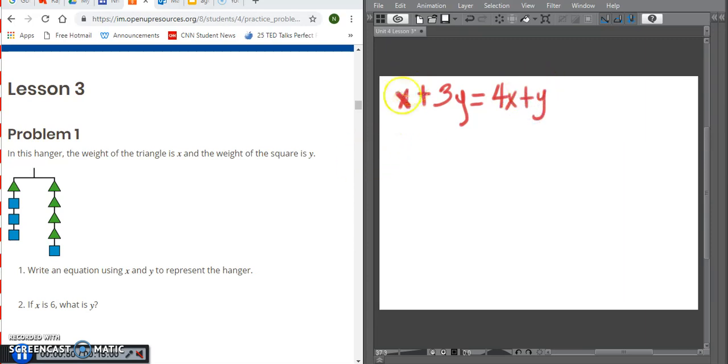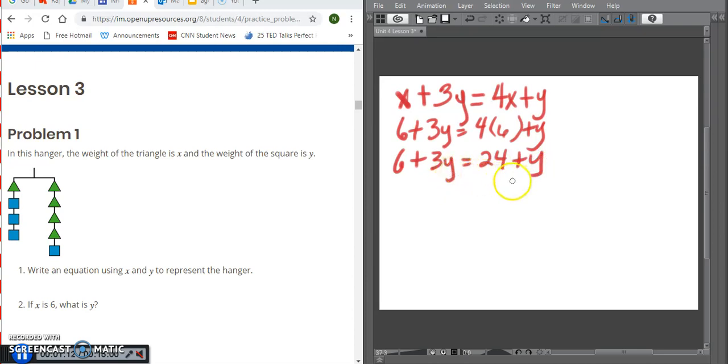So I have this equation, and now I want to substitute 6 in for every x. So I'm going to have 6 plus 3y is equal to 4 times 6 plus y. And that's going to give me, when I simplify, 6 plus 3y is equal to 24 plus y. And then when I solve for y, I'm going to do SADMEP, and that means doing the reverse and opposite. So instead of adding y, I'm going to subtract y to make it disappear from the right side and appear on the left side.